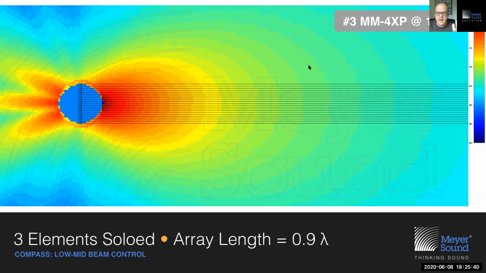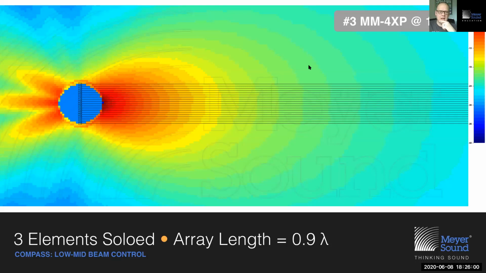By now, the length of my array, well, a single MM4 is 10 centimeters. 3 of those, therefore, are 30 centimeters, almost 1 foot. So 3 of these MM4s is about the same size as 1 wavelength of 1 kilohertz. And you clearly see that the beam became narrower.